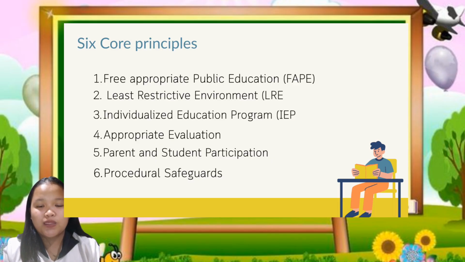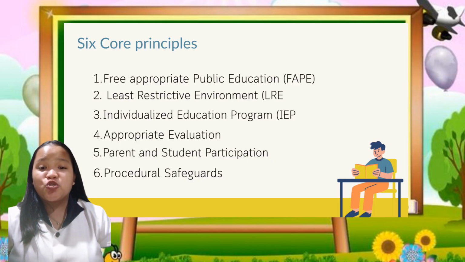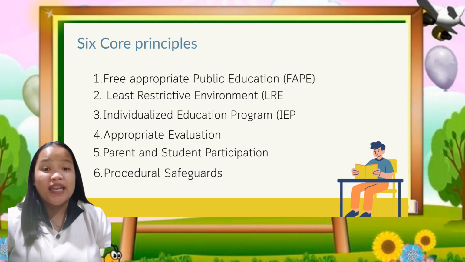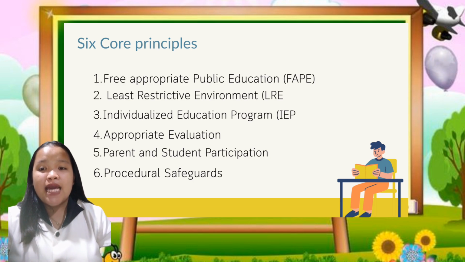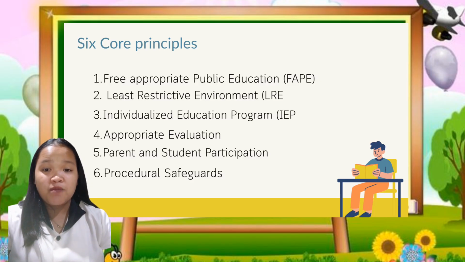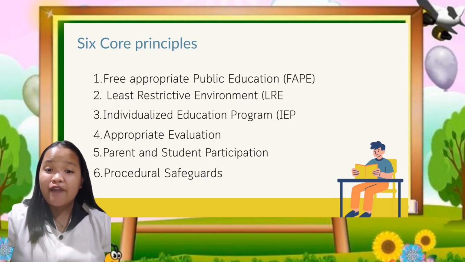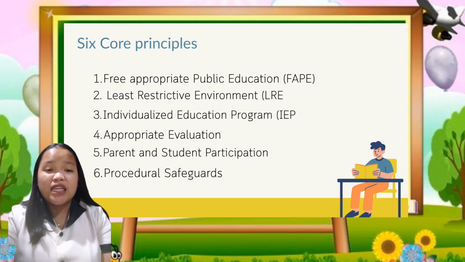So there are six principles in IDEA. First is free appropriate public education. A free appropriate public education ensures children receive special education and services tailored to their needs at no cost to families. So it is free. So the next principle is least restrictive environment. So again, what is free appropriate public education? It is simply giving a free education to children with disabilities. So next is least restrictive environment.